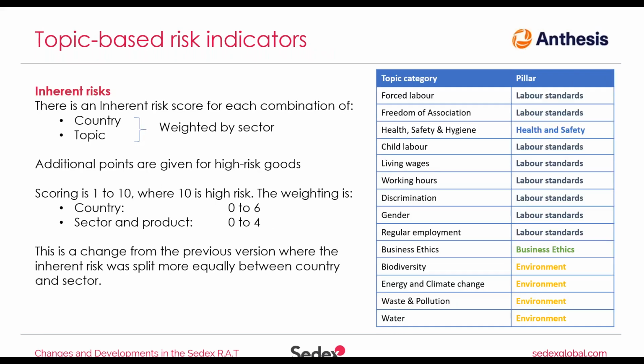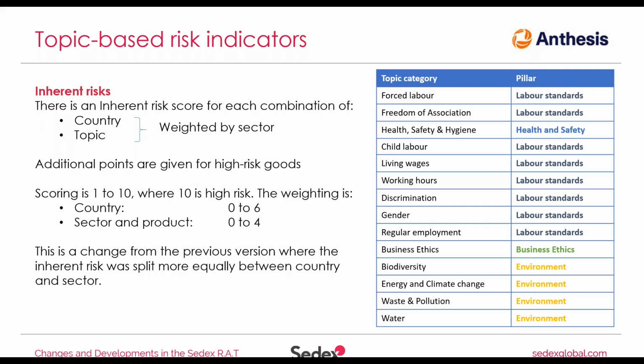Okay, so now I'm going to spend just a few slides going through some background about how we will use risk indicators in the tool and to make scores and how those indicators were chosen and built. So starting with inherent risk. This really is information about risks at the level of country and sector. And what we are doing in this tool is that we are bringing those country and sector scores together, but we're then delineating the country score also by topic. And you can see what those topic categories are in the table on the right.